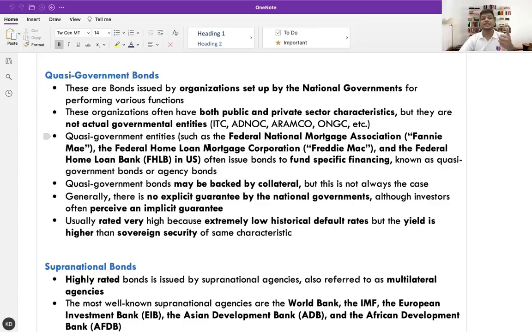In the US, there are Freddie Mac and Fannie Mae. These are housing national organizations. They are originated by the US government, but they are not the US government companies. They are not the US government specifically. So quasi-government entities issue bonds to fund specific financing projects, and these are called quasi-government bonds, right? The bonds issued by these entities are called quasi-government bonds.